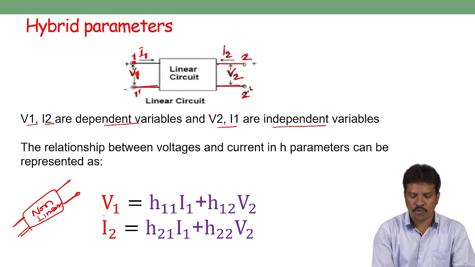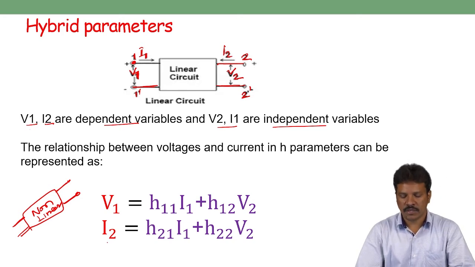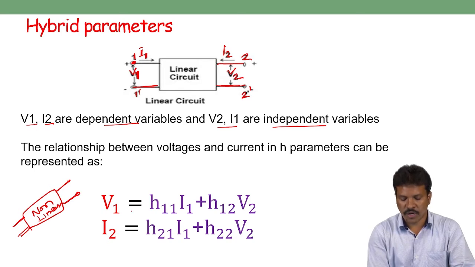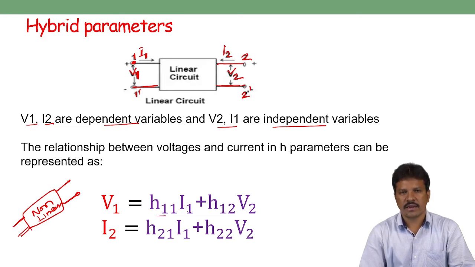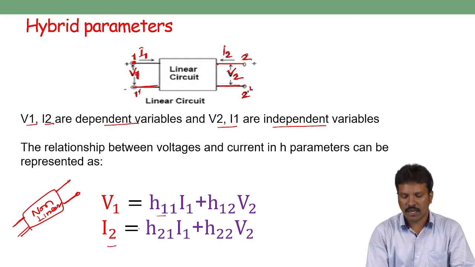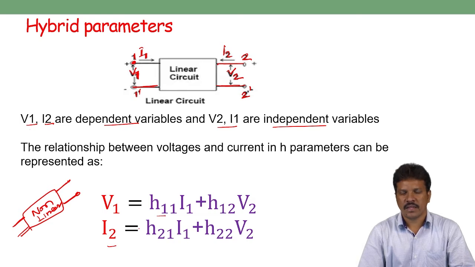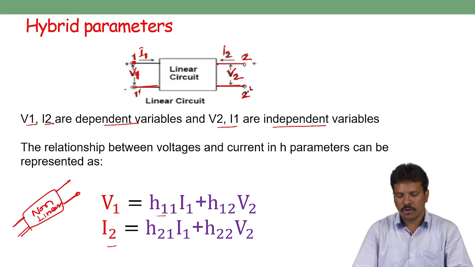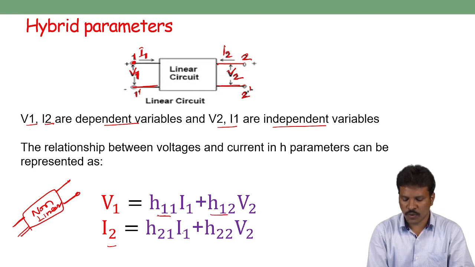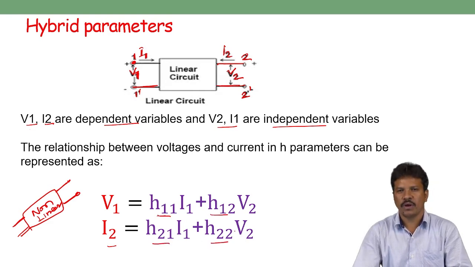Let us take V1, I2 as the dependent variables. First we take V1. V1 is equal to H11 I1 plus H12 V2, where I1 and V2 are independent variables. Similarly, another dependent parameter I2 is equal to H21 I1 plus H22 V2. These H11, H12, H21, H22 are the hybrid parameters.